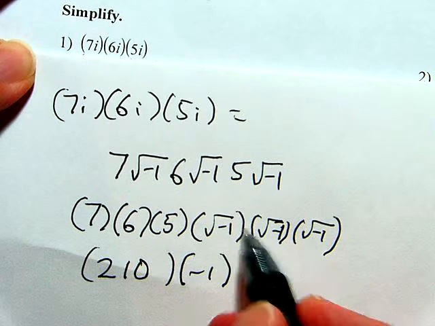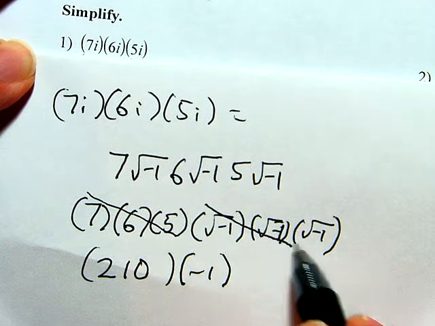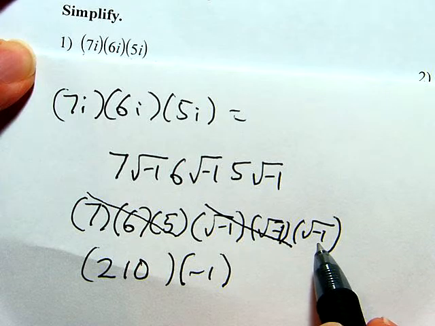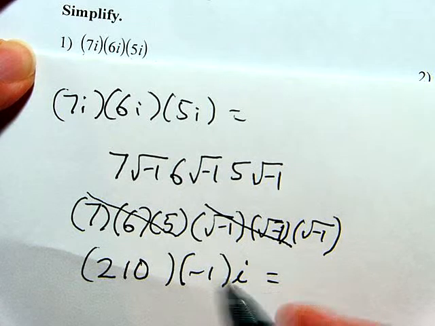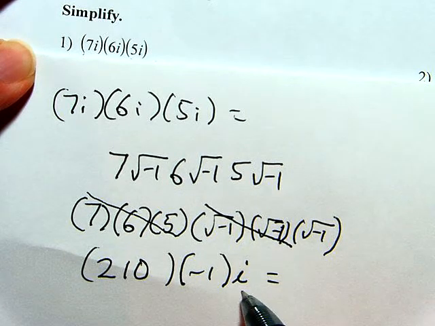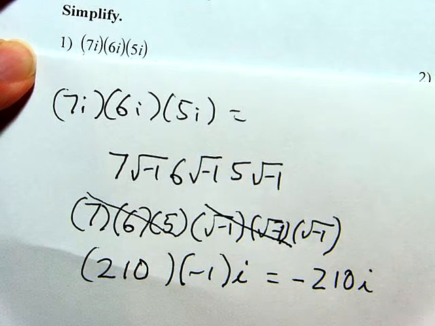We've now done this. That leaves us just this last factor left over. What is the square root of -1? We said that's i. So we've got 210 times -1 times i, which is the same thing as -210i. That is the answer to this simple complex number multiplication.